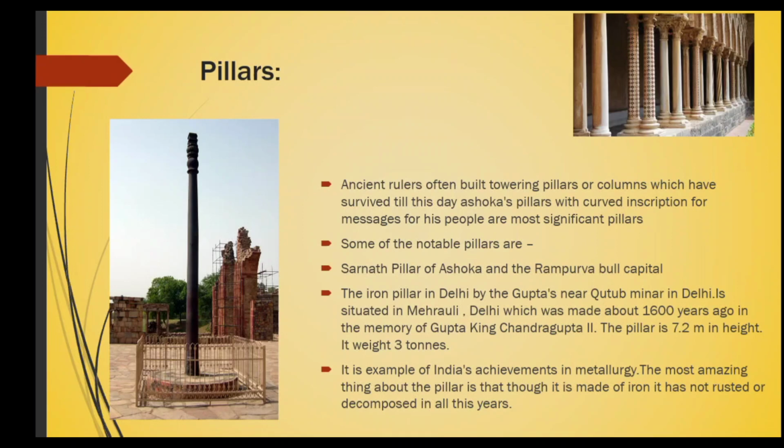Some of the notable pillars, there are two names given. They are the Sarnath pillar of Ashoka and the Rampurva bull capital which was placed over a pillar. It was built by Ashoka. And the other one is the iron pillar in Delhi, which was built by the Gupta dynasty.